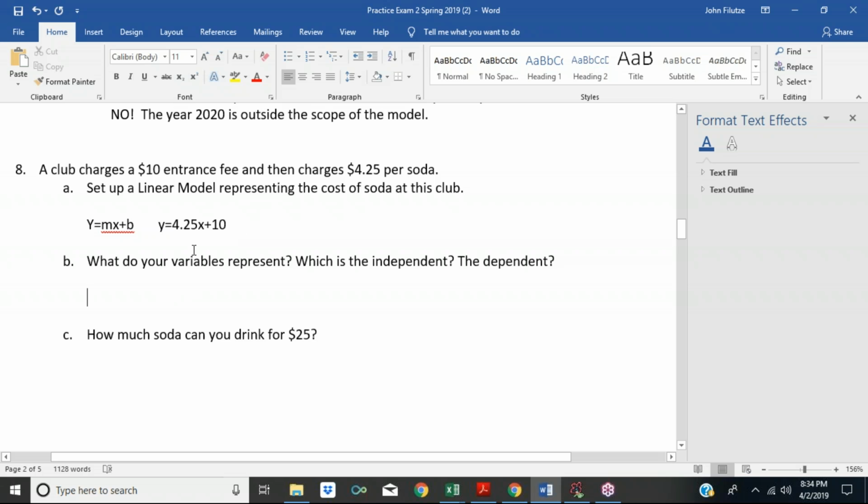What do the variables represent? The x represents the number of sodas, right? Because it's per soda. And the y represents the total cost. The independent variable is the sodas, and the dependent is the total cost. It's dependent because it depends on how many sodas you purchase.